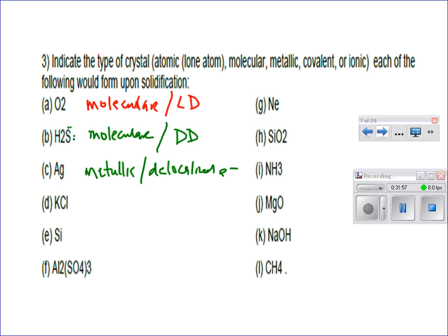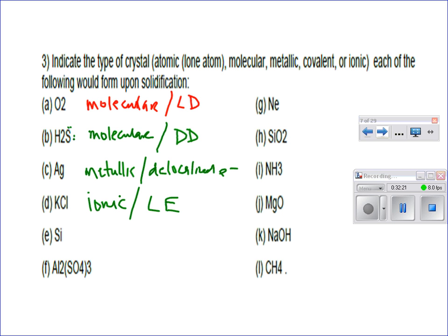KCl. Isn't it ionic? All right. Ionic, and this would be lattice energy.